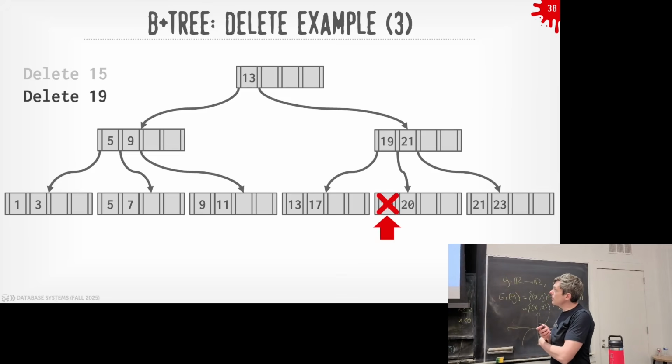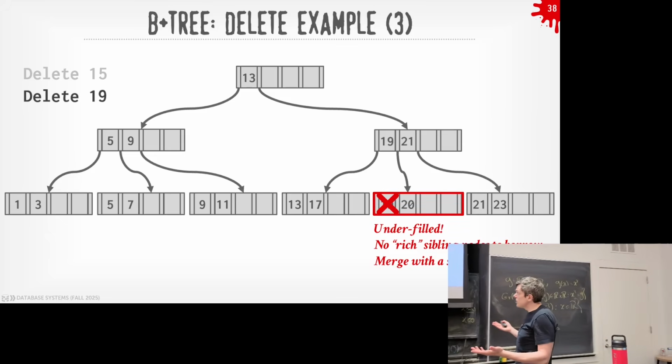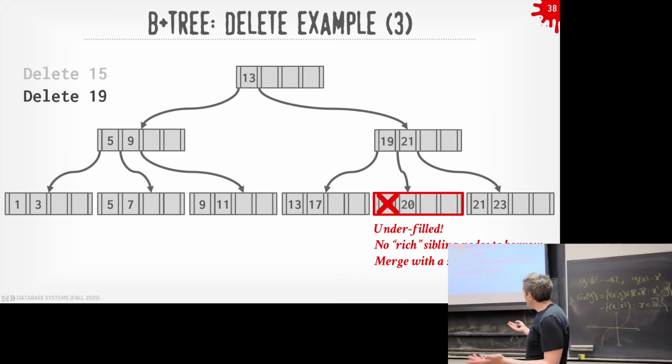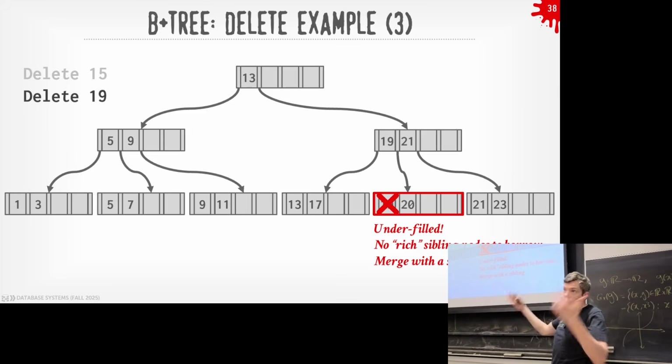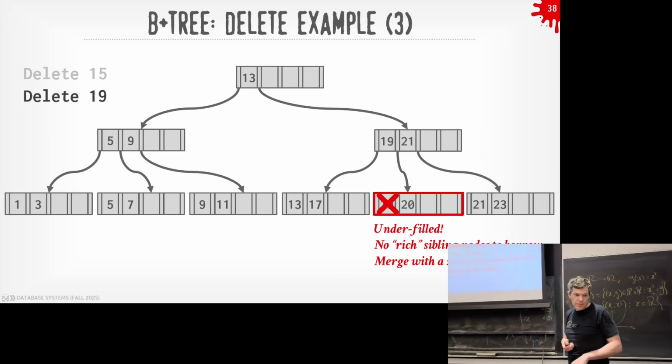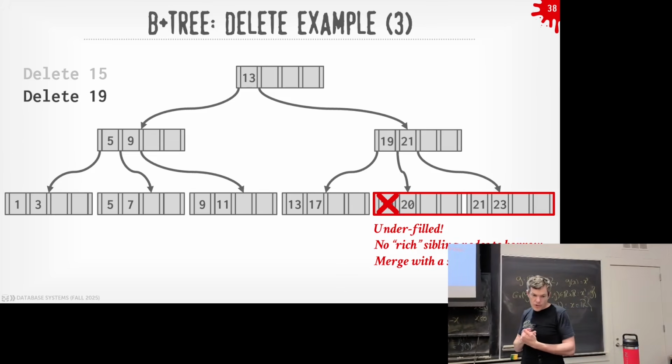So I delete 19, and I want to see whether I can steal from one of my neighbors, and I can't. Because if I take from either 13, 17 or 21, 23, those nodes will be less than half full, and then it's not balanced, and we have to fix that. In this case, we don't have a choice. We're going to have to do a merge.